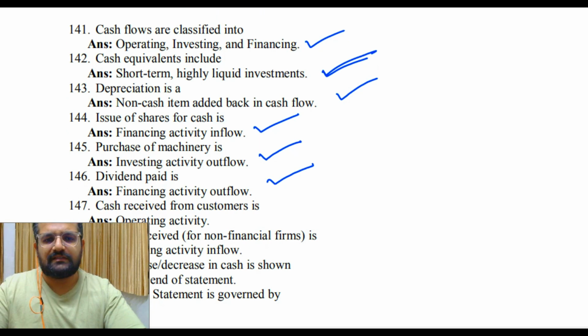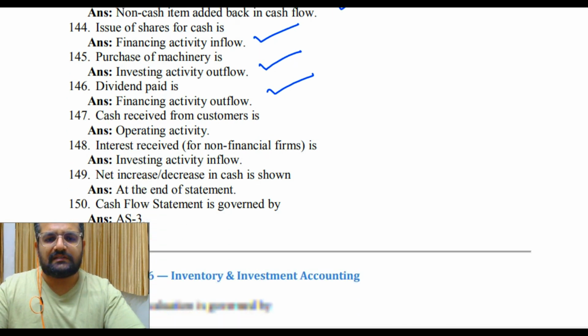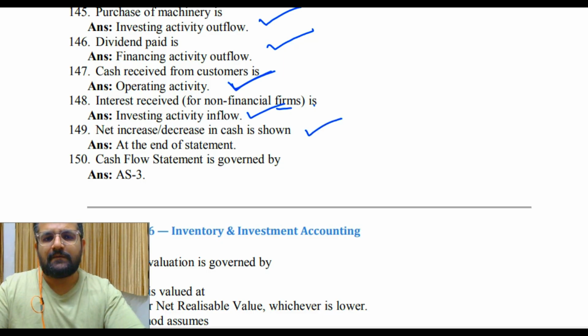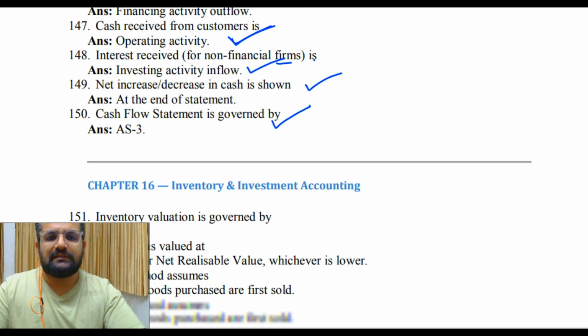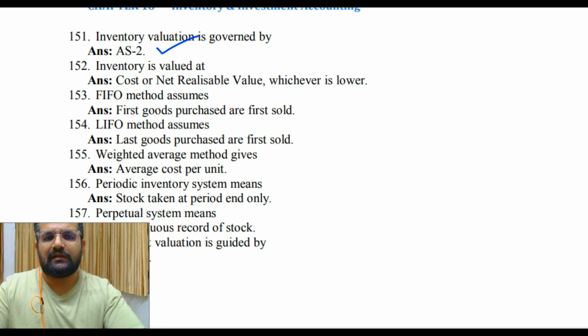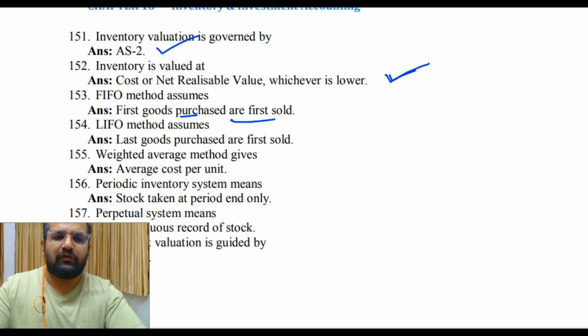सो इस चैप्टर से एज इट इज़ ये वाले क्वेश्चन आते हैं, प्रीवियस ईयर के भी हमने देखे थे इन दी चैप्टर. Then cash received from customers is operating activity. Interest received for a non-financial firm is investing activity inflow. Net increase or decrease in cash is shown at the end of the statement. Cash flow statement is governed by accounting standard 3. Then inventory valuation is governed by accounting standard 2. Inventory is valued at cost or net realizable value, whichever is lower. FIFO method assumes first goods purchased are first sold. So FIFO का full form क्या होता है?